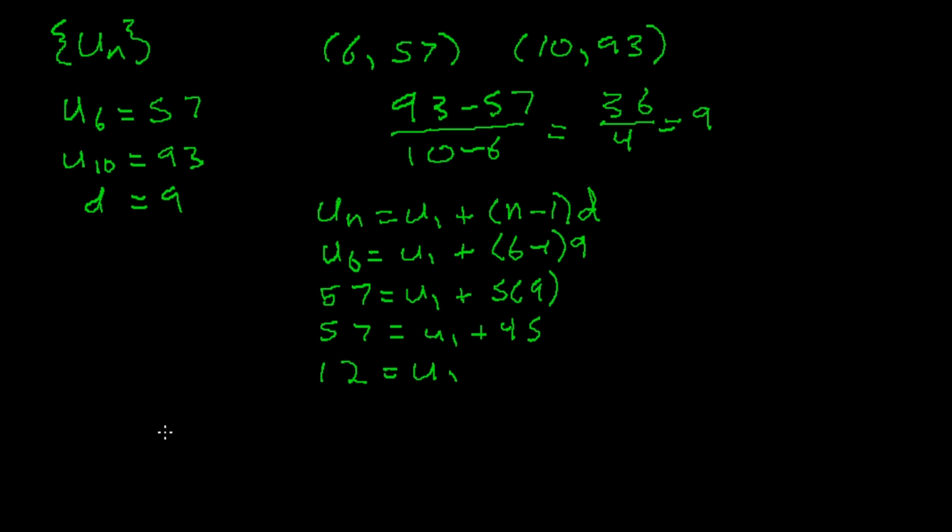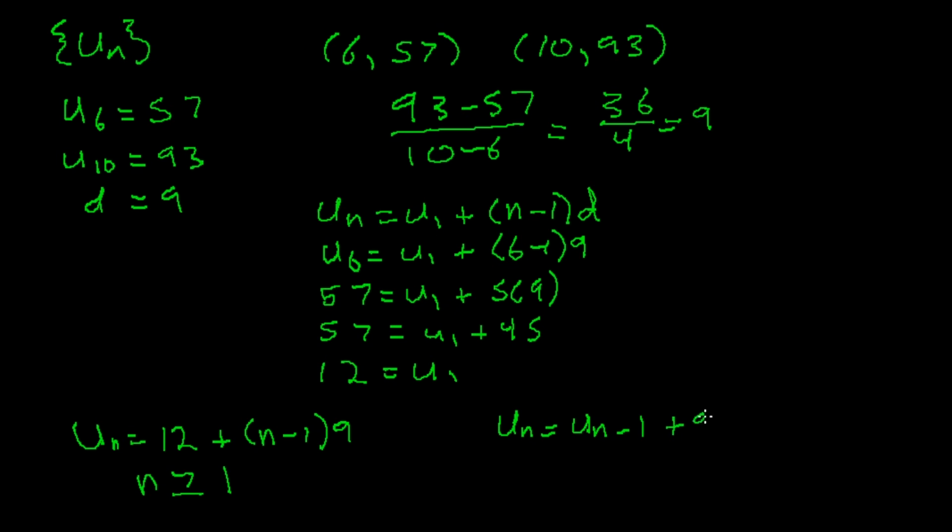And now that we know u sub 1 is 12, we can go back and write the explicit form of this function. We can say u sub n is equal to the first term plus n minus 1 times our common difference, 9, for all values of n greater than or equal to 1. In our recursive form, u sub n is equal to u sub n minus 1 plus 9, and that's with u sub 1 being equal to 12. And this is for all values of n greater than or equal to 2.